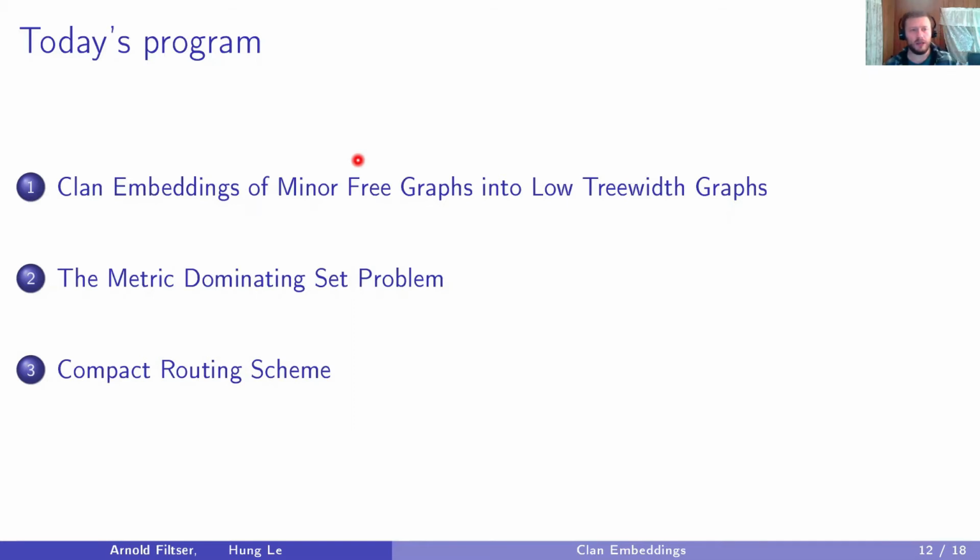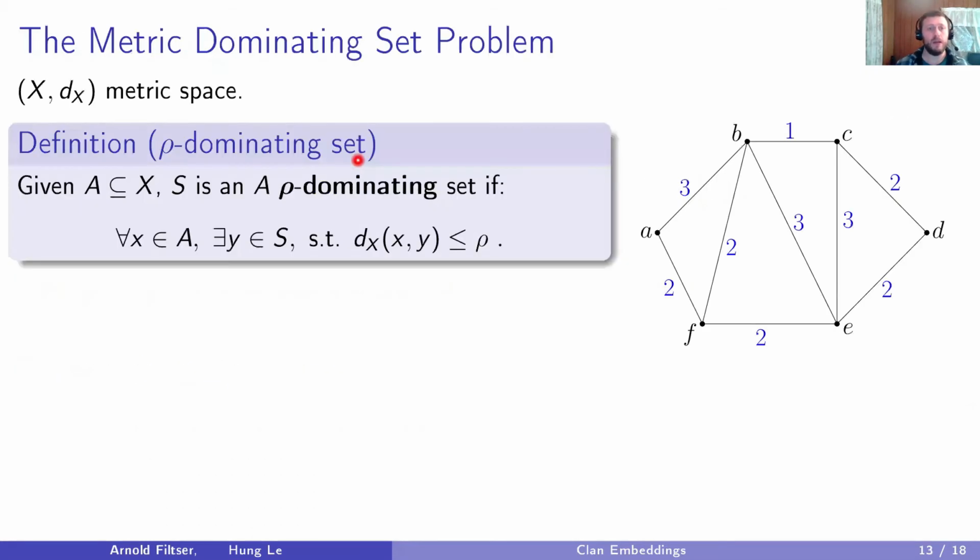Next, we will see some applications. First, we'll start with the metric dominating set problem. In this problem, we're given some metric space, and the goal is to find a rho dominating set. Specifically, we're given a set A. A set S is a rho dominating set of A if for every point X in A, there is some point Y in S at distance at most rho from X.